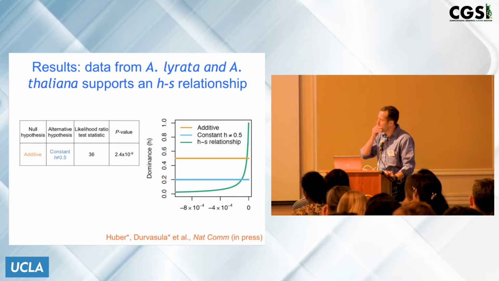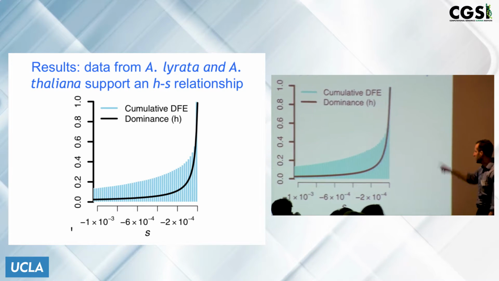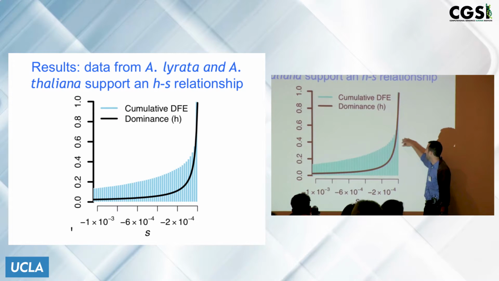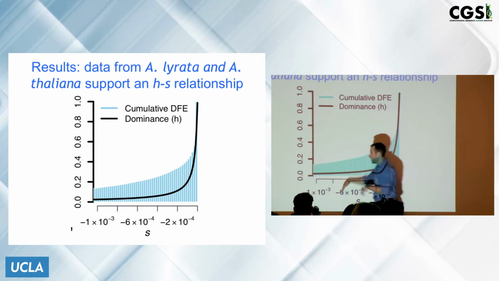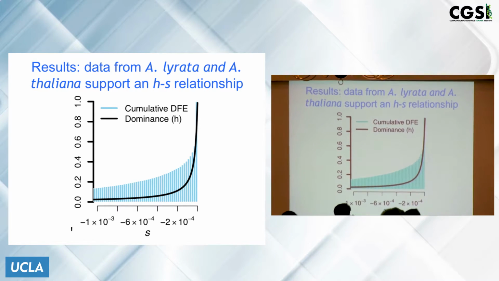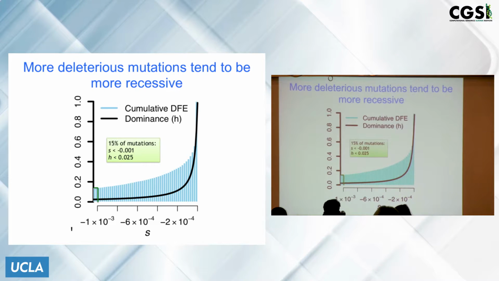OK, so what is this HS model that we find? This black line denotes the relationship between the selection coefficient and the dominance coefficient. The blue bars are the cumulative distribution of fitness effects. And what you can see is that as mutations become more deleterious, as you move in this direction, they become more recessive. So a couple things here. Mutations largely are recessive, number one. And number two, as they become more deleterious, they become more recessive. Just to put a number on this, we estimate about 15% or so of mutations are more deleterious than 0.001 and are more recessive than, or have an H value smaller than, 0.025.